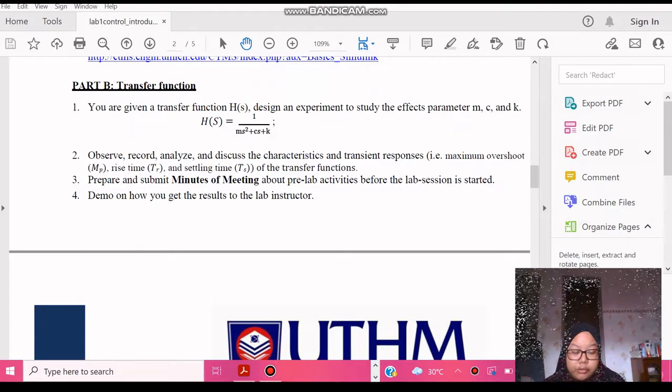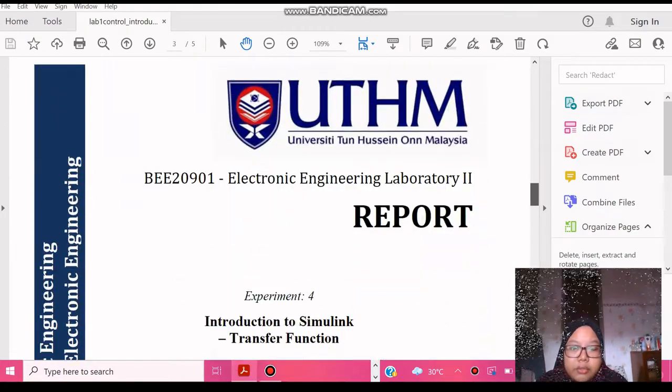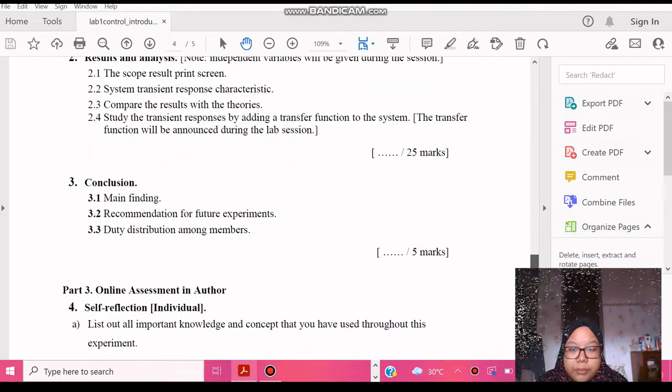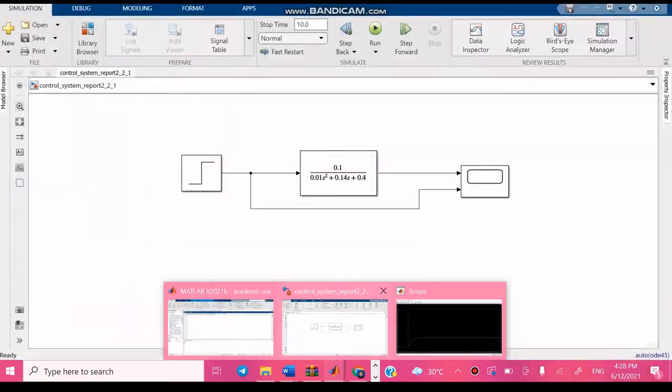My name is Nau Shafura and I, together with my friends, will explain about control system experiment 1. In this experiment we are talking about transfer function. So we will skip to our MATLAB.